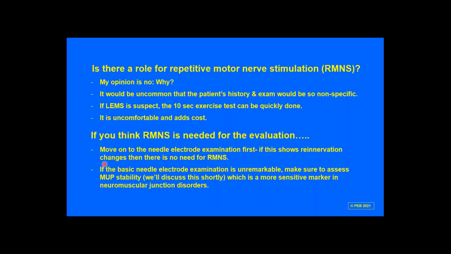And of course, the basic concentric, or if you use a monopolar needle electrode for your examination, is unremarkable. Be sure to assess MUP stability, because if the units are normal and there is instability found, then you would suspect a disorder of neuromuscular transmission. And this is a very sensitive marker for this, as in what we call jitter, of course, and what used to be single fiber studies, but now we call jitter studies because we're not using a true single fiber electrode.